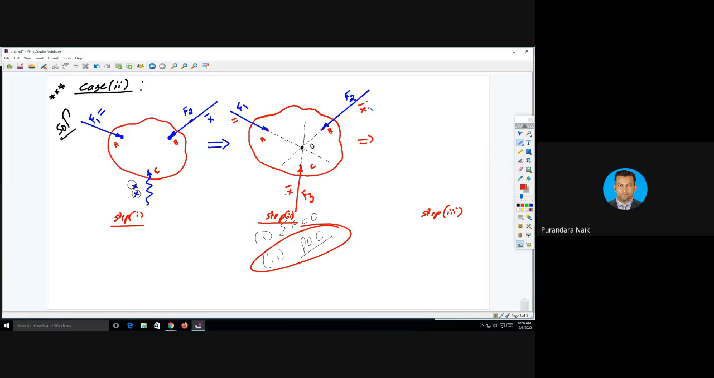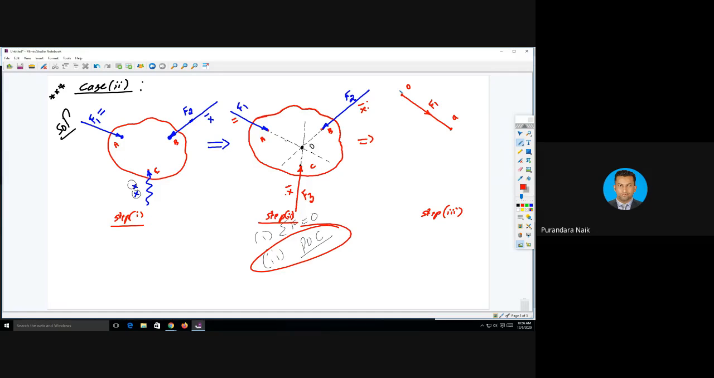So you can draw the force polygon. F1 is known. So I'll draw the force polygon, F1 in the same direction, OA. I know the length of F1, so I'll get a point A. OA length I know because I know the length of F1.